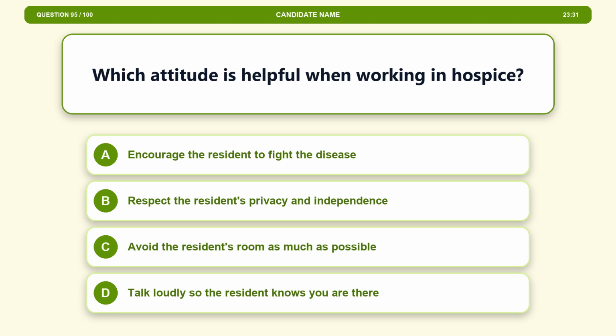Question 95. Which attitude is helpful when working in hospice? Option A, encourage the resident to fight the disease. Option B, respect the resident's privacy and independence. Option C, avoid the resident's room as much as possible. Option D, talk loudly so the resident knows you are there.